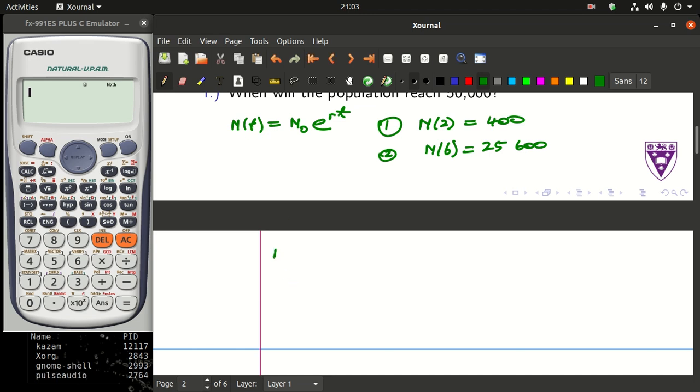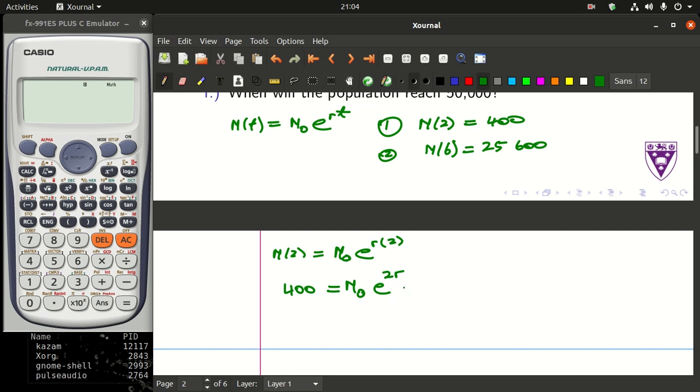So I'm just going to say N(2) is equal to N naught e raised to r, with t equal to 2. N(2) is just 400, so you're going to have 400 is equal to N naught e raised to 2 times r. I took this and replaced N(2) with it.